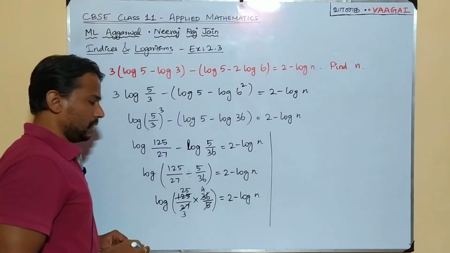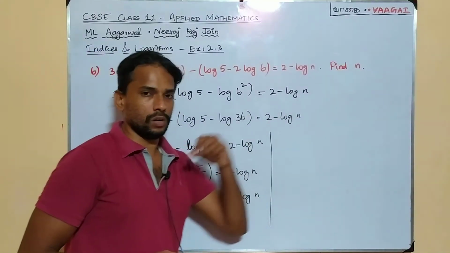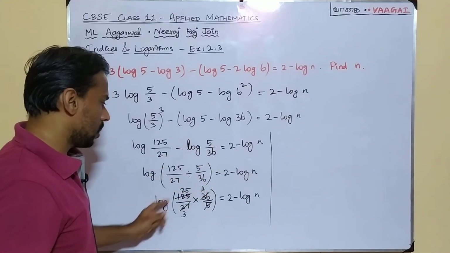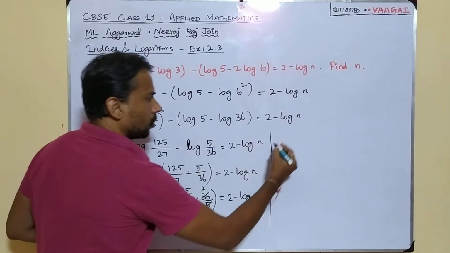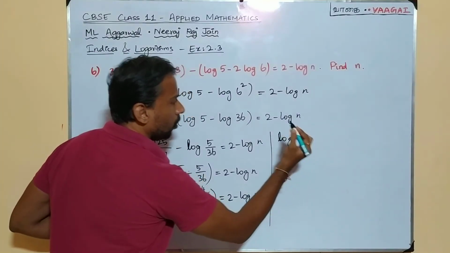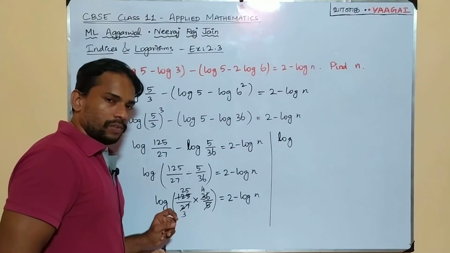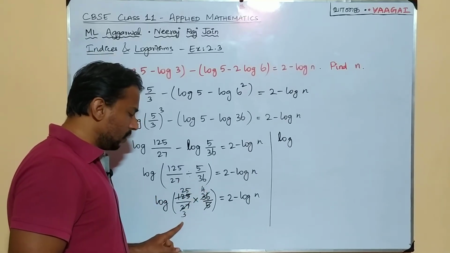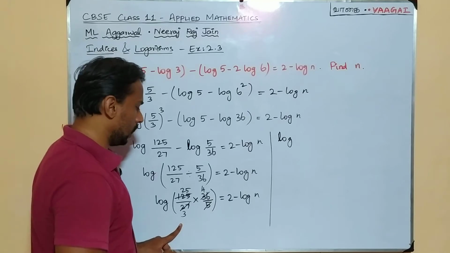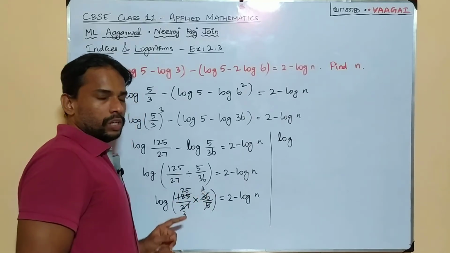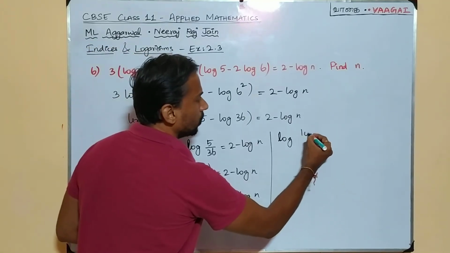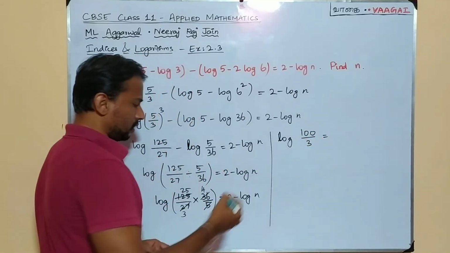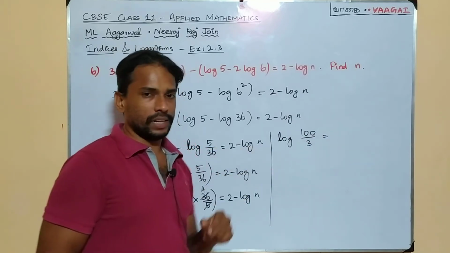Now we'll go to the right hand side. Since we have no space, we'll just continue the steps here. I think that space is enough for us to get the answer. So log of, what do we have now? 25 into 4 divided by the denominator, we only have 3. So we have 25 into 4. What is 25 into 4? That's going to be 100. So 100 divided by 3. So log of 100 by 3 is equal to, now come to the right hand side.